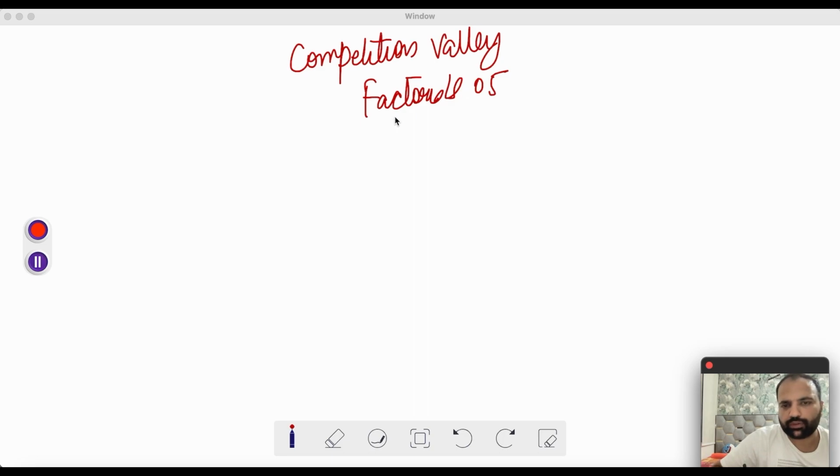We are continuing with Factorial. This is class number 5 and most probably the last. If not the last, then most probably it will be the penultimate class for Factorial. So we'll be continuing with.